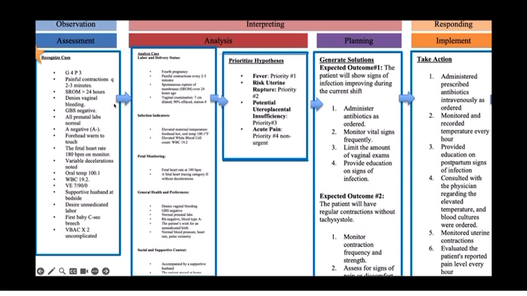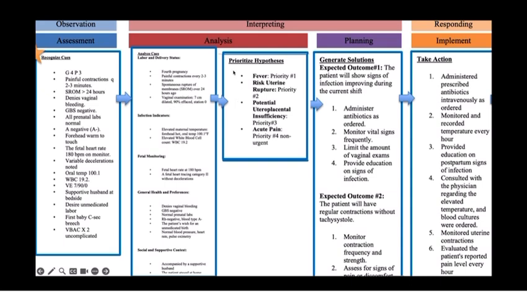You're analyzing what group of cues might possibly correlate to your hypothesis. So the hypothesis is what is going on, what needs to be addressed with the patient. So like fever, the risk of uterine rupture, the potential for uteroplacental insufficiency, acute pain. So that's the patient's problems or the risks. And then these have to be organized in order of priority.